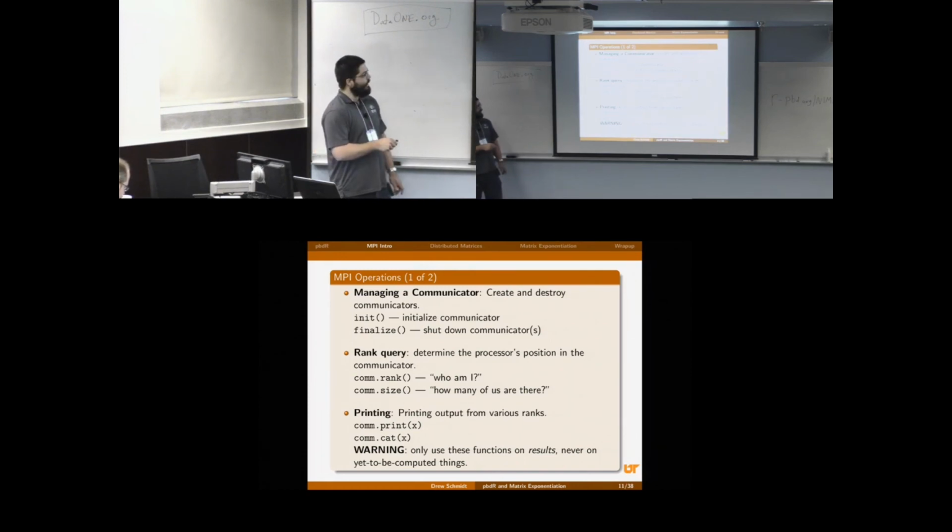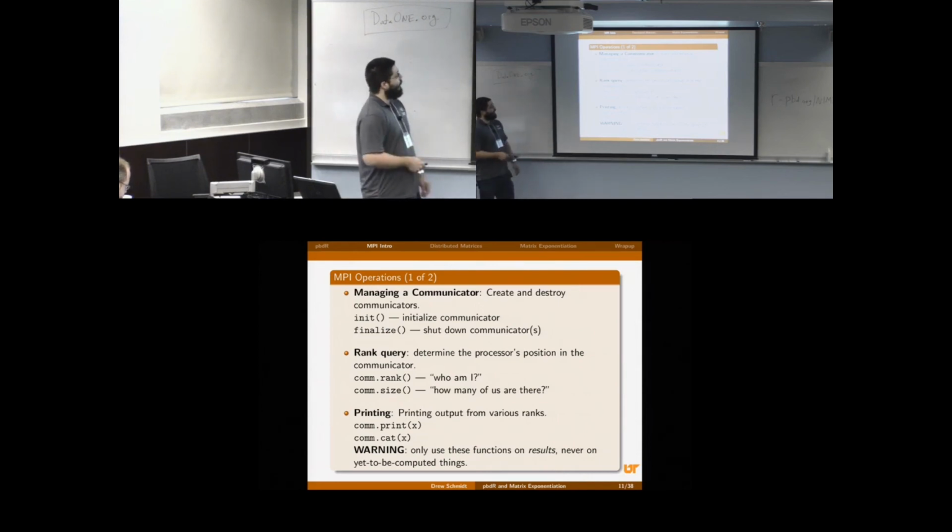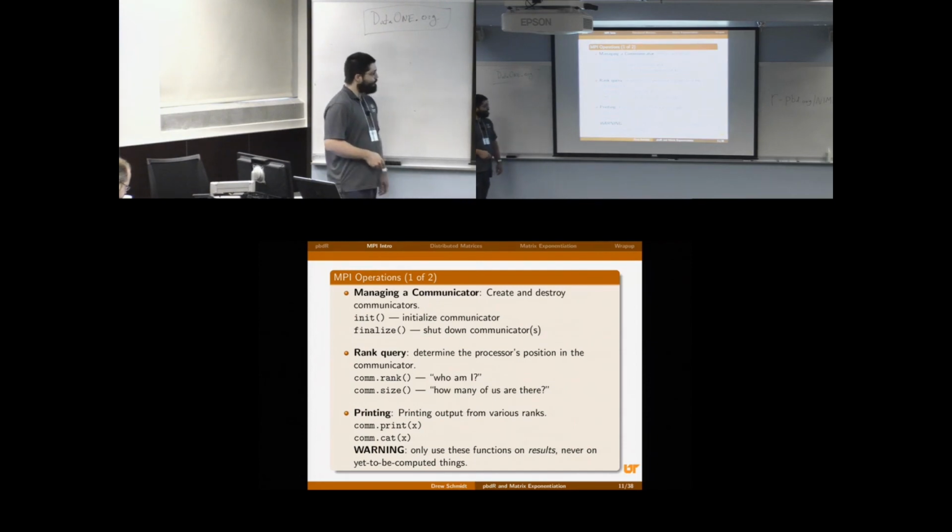Remember, comm.rank is 0 indexed. So the first one starts at 0. The last one will be comm.size minus 1. This is just a convention from C programming, the people who develop and implement MPI.